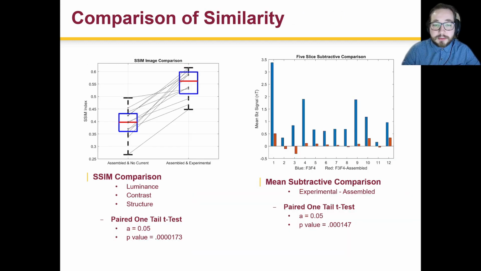Now, to actually examine the similarity resulting from that subtraction process, I did a structural similarity index measure comparison, which looks at the luminance, contrast, and structure of the 2 images being compared. And I also did a mean subtracted comparison between the F3, F4 experimental scan's mean BZ signal and the resulting mean BZ signal when you subtract the assembled scan from the experimental scan.